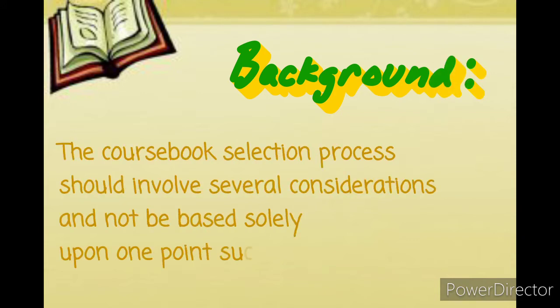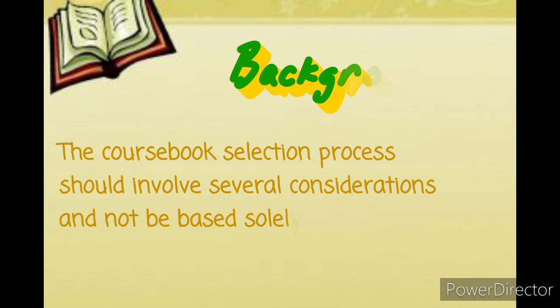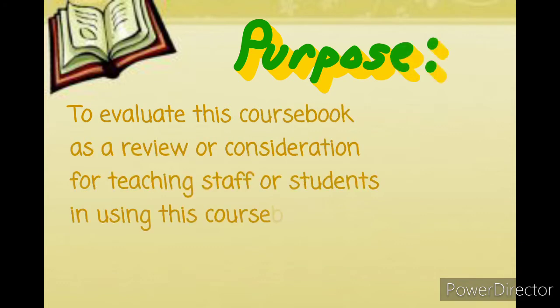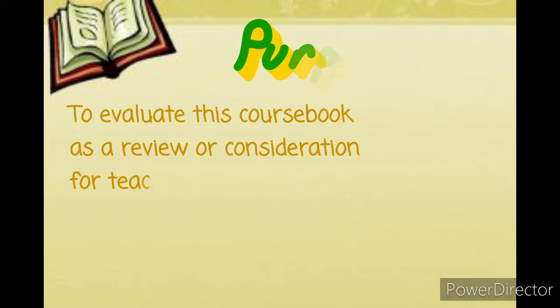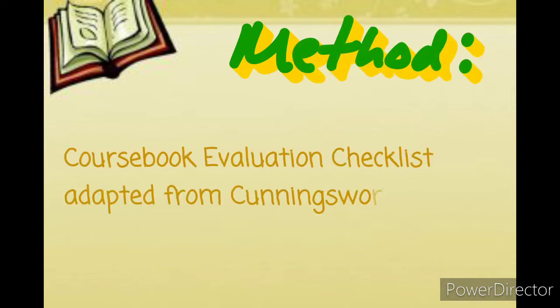Background of this coursebook evaluation. The coursebook selection process should involve several considerations and not be based solely upon one point such as syllabus objective. The purpose of this coursebook evaluation is to evaluate this coursebook as a review or consideration for teaching staff or students in using this coursebook as a guide in the teaching and learning process by considering strengths and weaknesses. The method of this coursebook evaluation is a checklist adapted from Cunningsworth 1995.